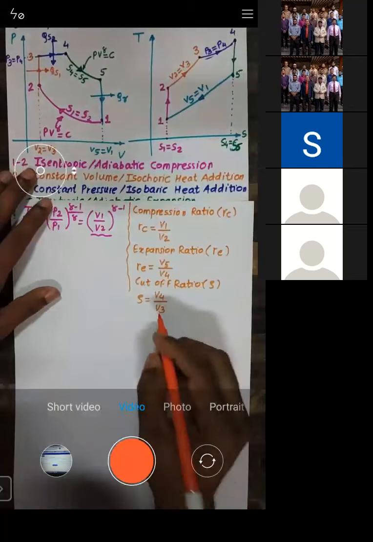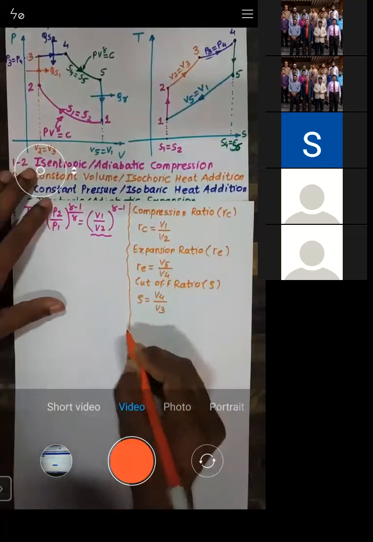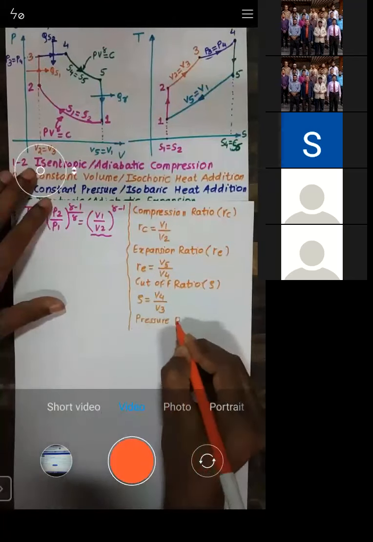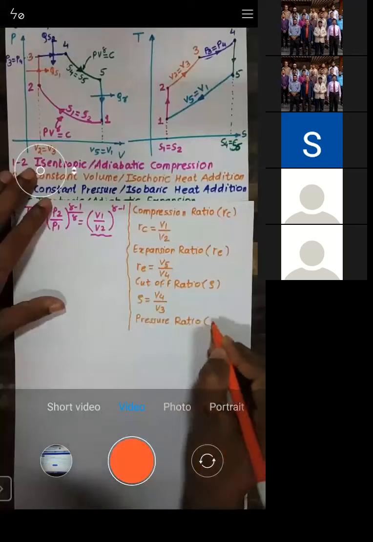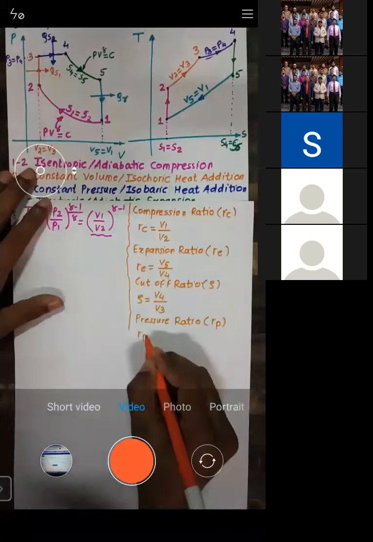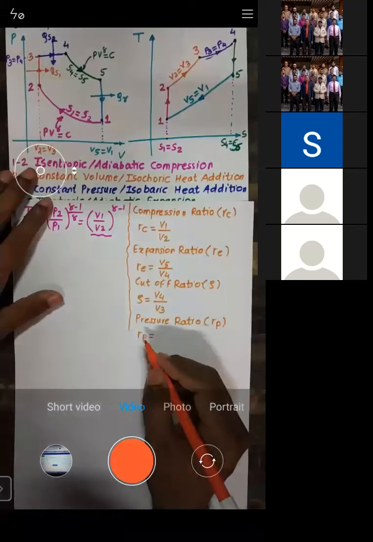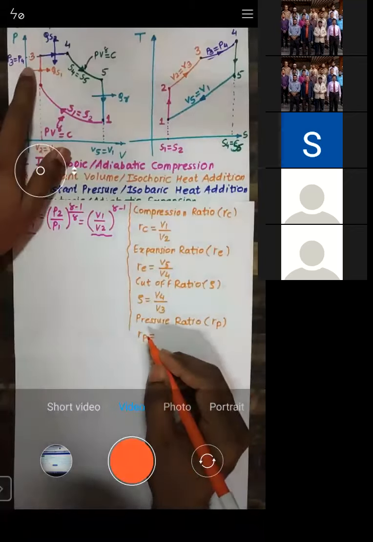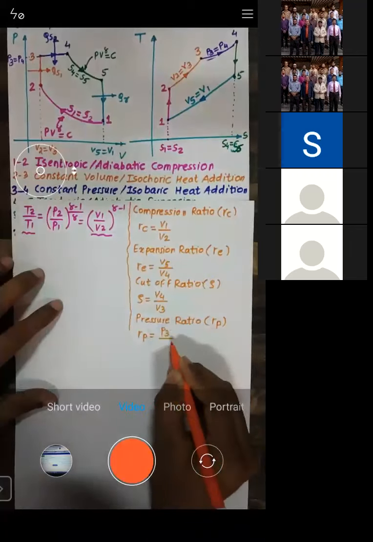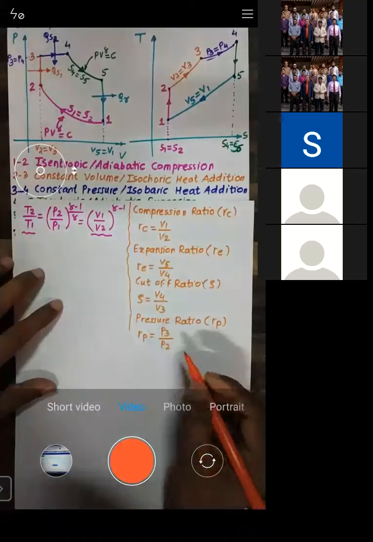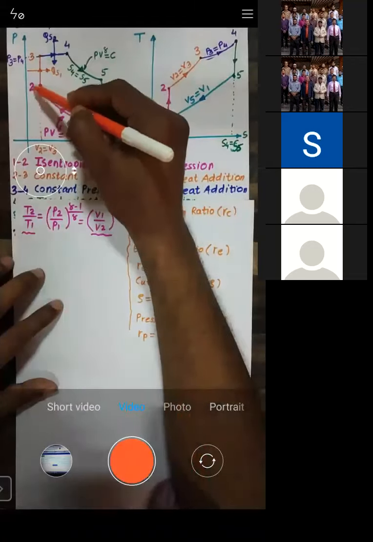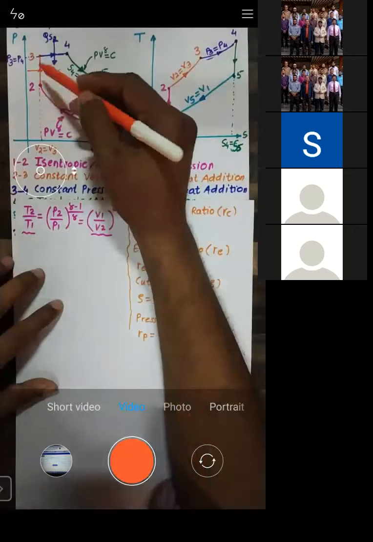It is called the pressure ratio. Try to understand, one more ratio, the pressure ratio, indicated by RP. So what is the formula for RP? Pressure ratio RP is the ratio of pressure after the heat addition to the pressure before the heat addition, in a constant volume process.